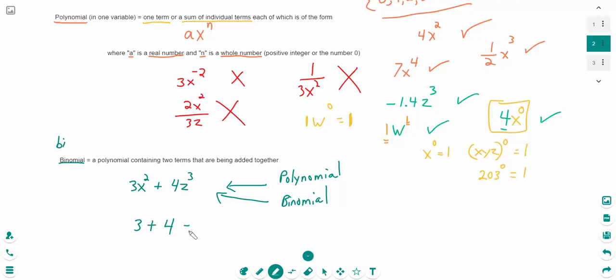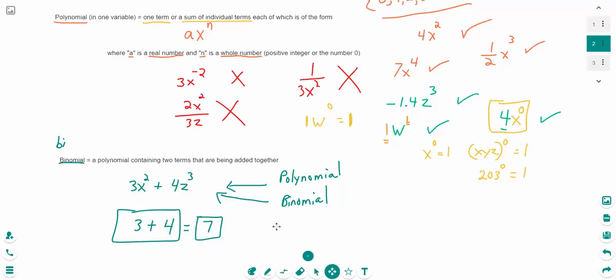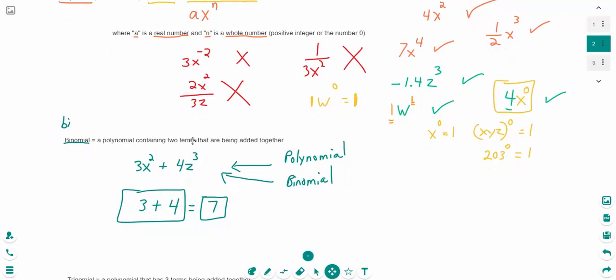Now, if we were to simplify it, we could say that that equals 7, and 7 is just all by itself. That would just be a polynomial. This would not be a binomial, but this side would be a binomial. Okay? All right. So let's continue on to the next step here, and make sure you have this written down in your class notebook as well.